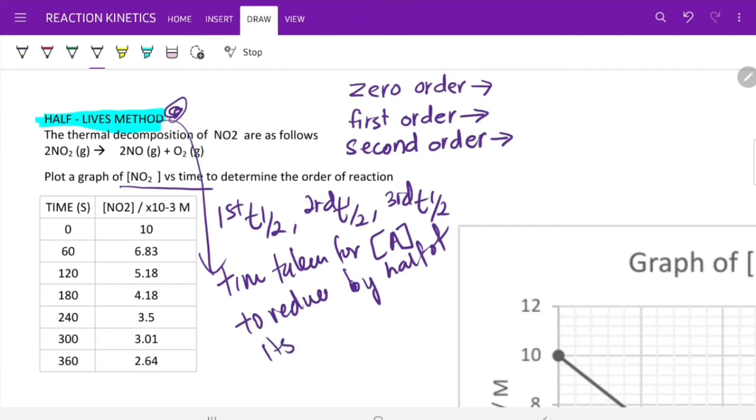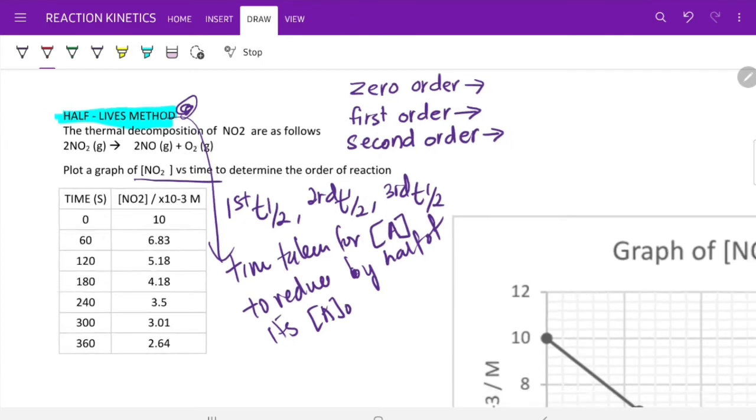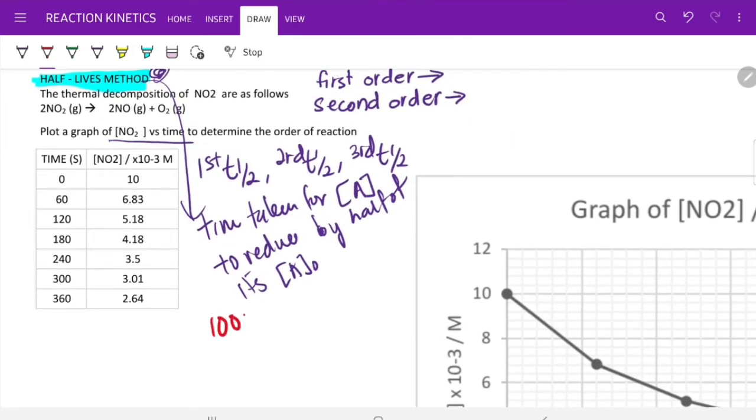its original concentration. Let's say my concentration is initially 100, and then it reduces to 50%, and then it reduces to 25%. So 50% is half of the 100 concentration. This is my first T half. When it reduces from 50% to 25%, this is my second T half. Then I'm going to compare whether this value is constant, increasing, or decreasing to state whether my reaction is first, zero, or second order.